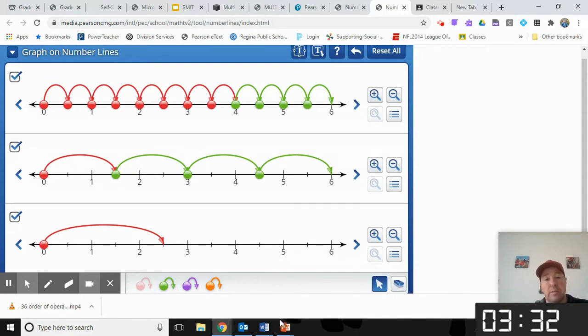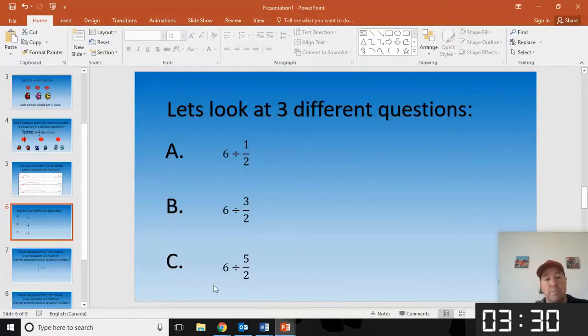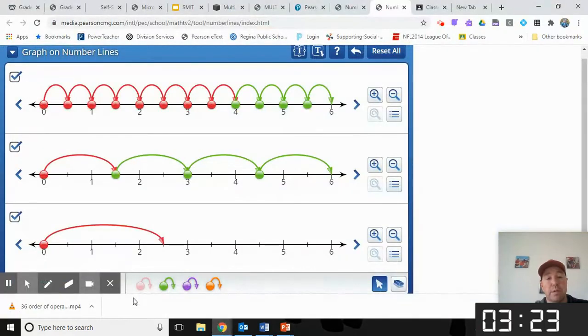All right. So let's look at our last question here. 6 divided by 5 halves. Wow, that's a big slice of pizza. Let's go back here and take a look at that. So 1, 2, 3, 4, 5. So this actually works out to be 2.5.